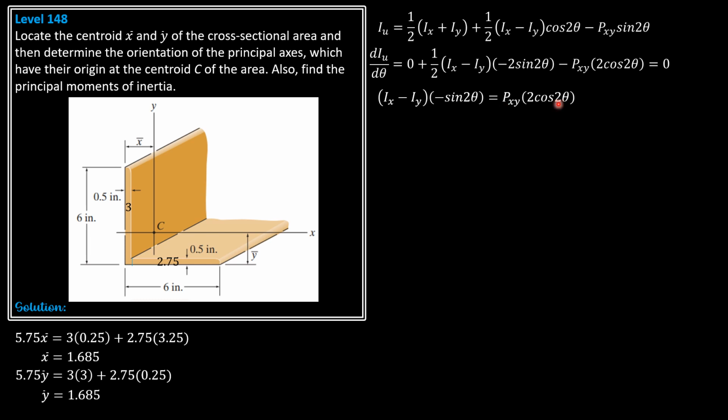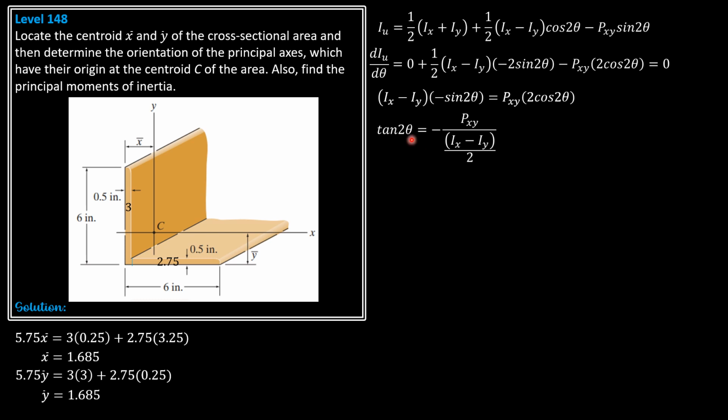Sine 2 theta over cosine 2 theta is tangent 2 theta, which is equal to negative 2 Pxy over Ix minus Iy, which can be written as tangent 2 theta equals negative Pxy all over the quantity Ix minus Iy all over 2. So that's the expression for the location of the principal axis. We call those the principal directions, or principal axes.